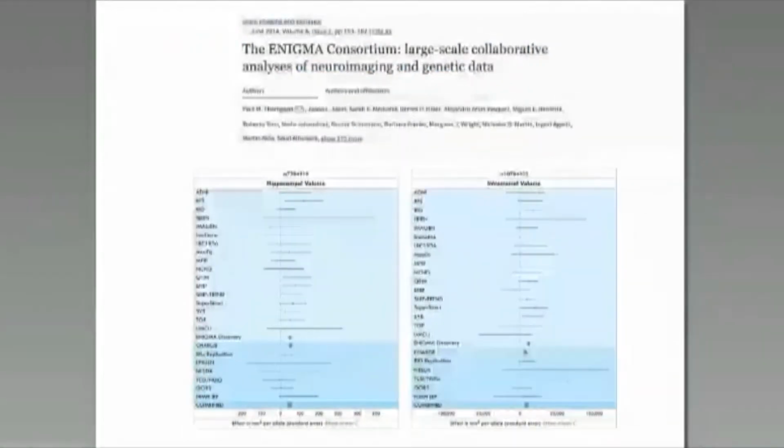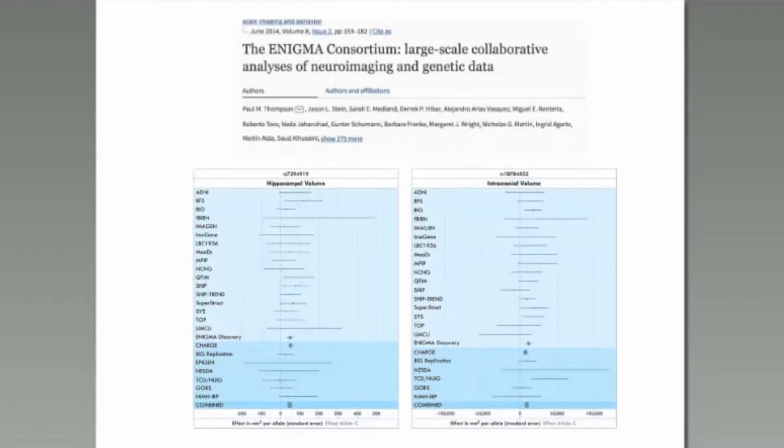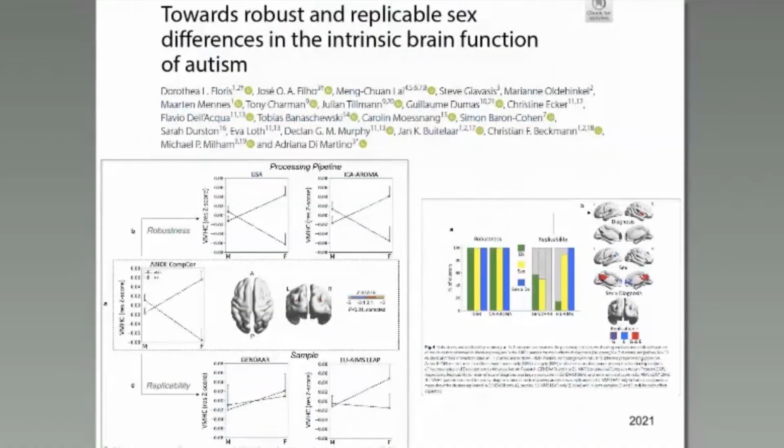And of course, the Enigma Consortium does a great job of basically doing mega-analysis style studies where, again, they're able to look across sites and look for consistent effects and show how consistent is any effect across sites. This is what happens when you have large collaborative initiatives and open sharing of data.